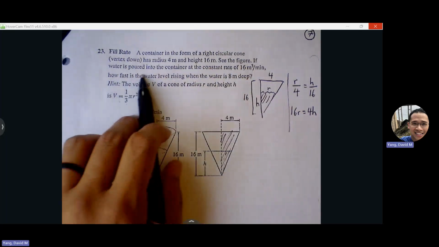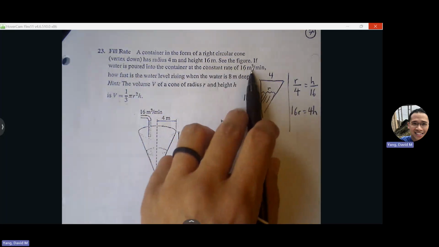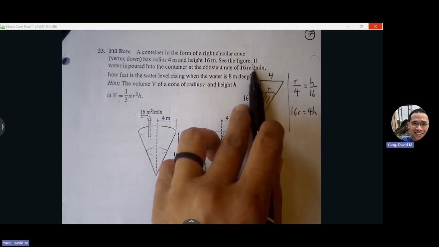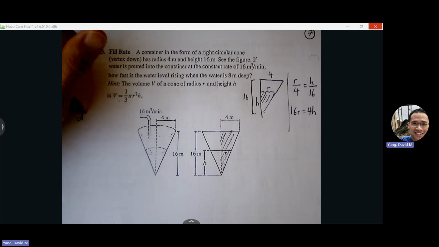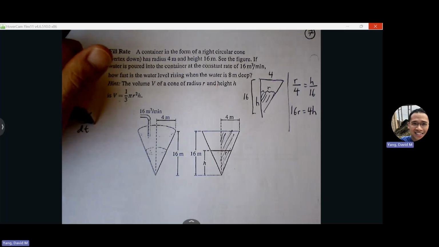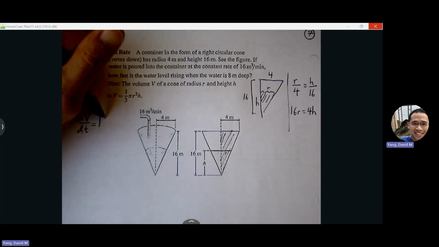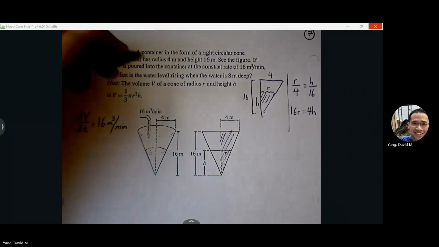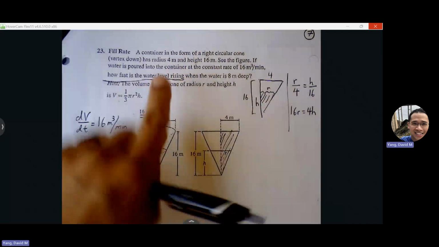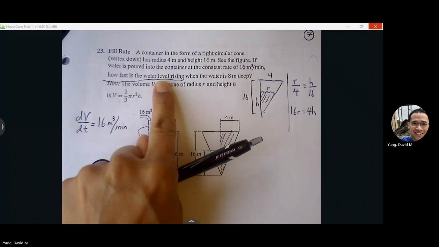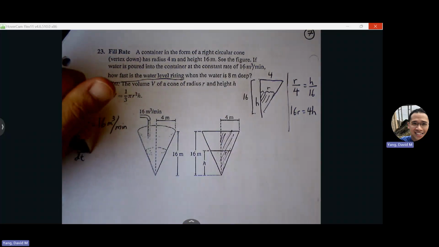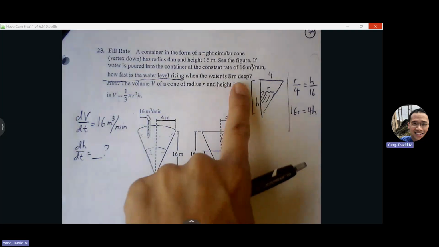Okay, water is being poured into a container at a constant rate of 16 cubic meters per minute. I don't see that variable yet, but what is that talking about? dV dt. Positive or negative? Positive, yeah. Water is pouring in, my volume is increasing. How fast is the water level rising? dH dt. That's what's unknown, right? When the water is 8 meters deep, H equals 8.